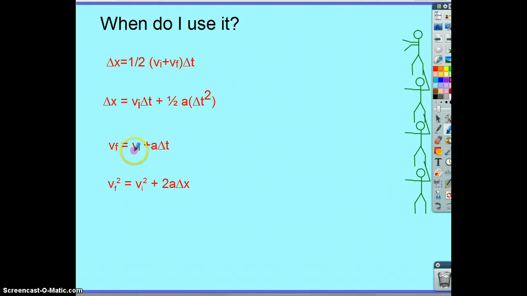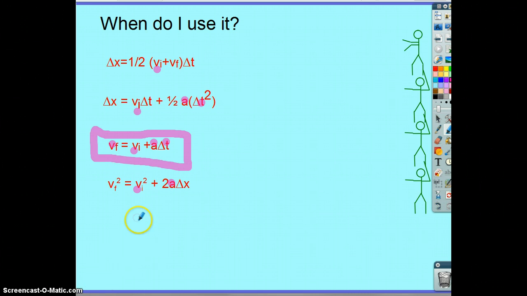VI is 7, that's in all of them. We also know that the acceleration is 0.8, and we are given a time. The question is, find the final velocity. So you have everything you need to find the final velocity if you use this equation right there. So plug in your information and use that equation.